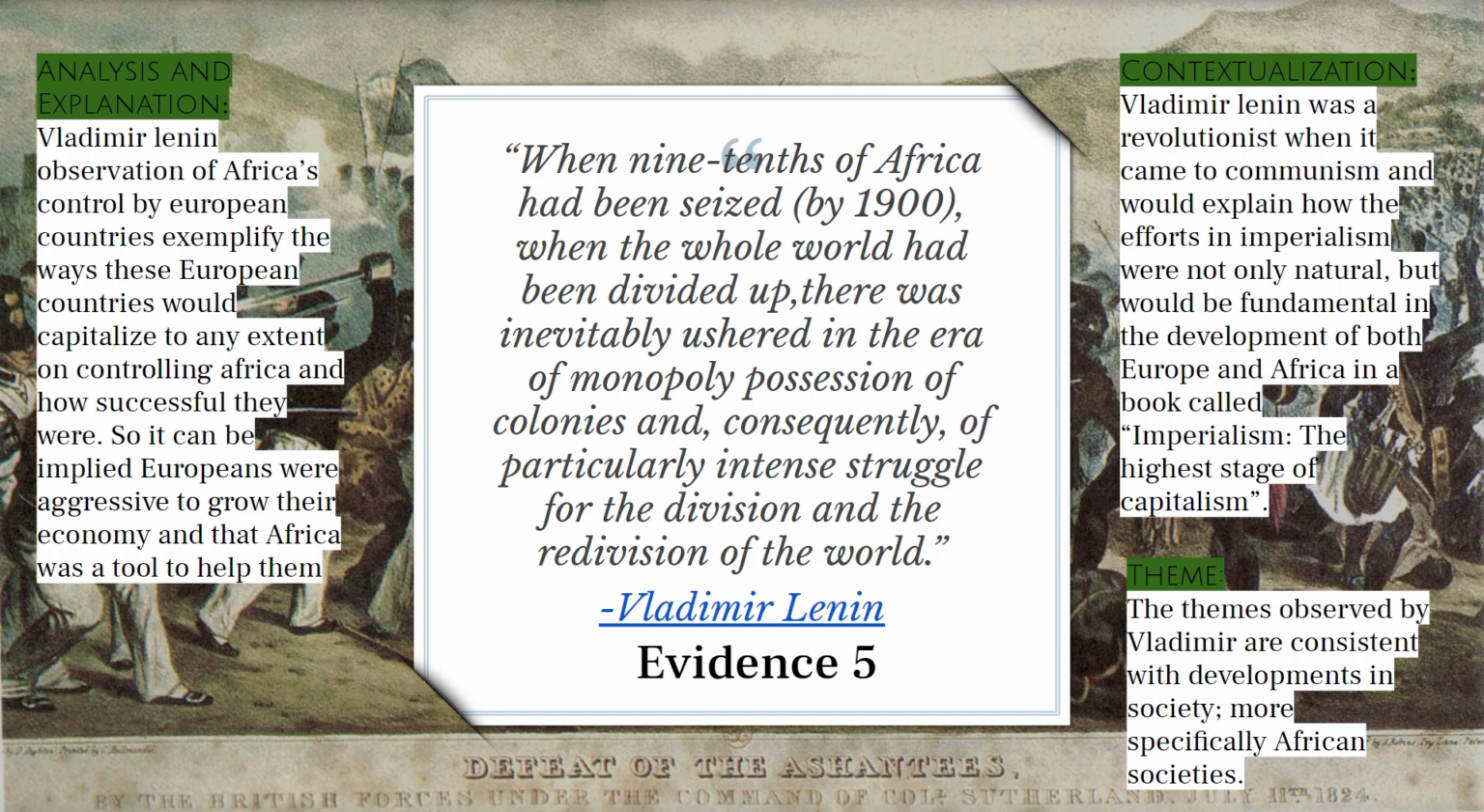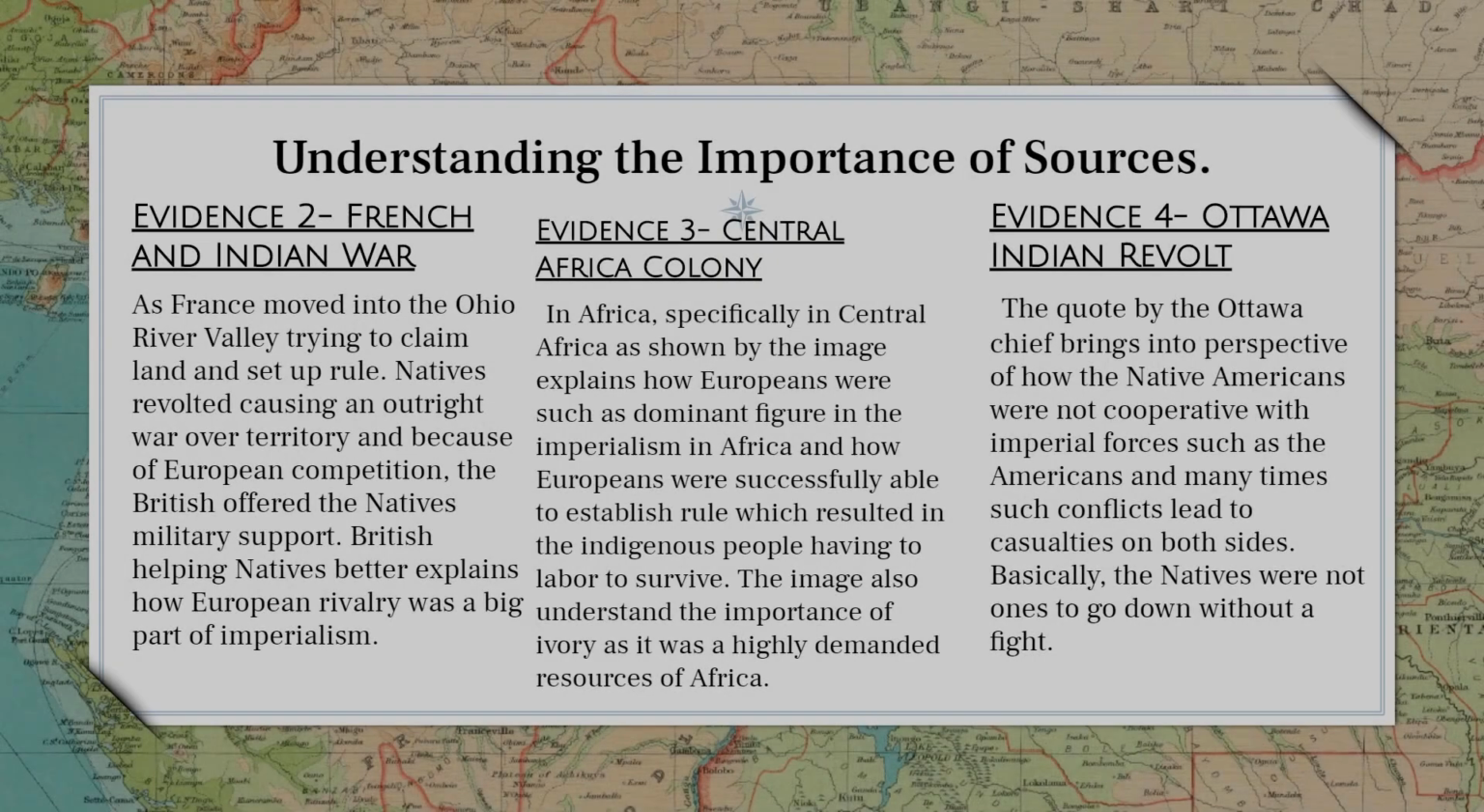Vladimir Lenin is explaining that imperialism was a fundamental part in the development of Europe and Africa. These European countries will try to do anything in their power to control as much property as they can obtain and capitalize on resources. Evidence 2, 3, and 4 are all very important to comprehend.